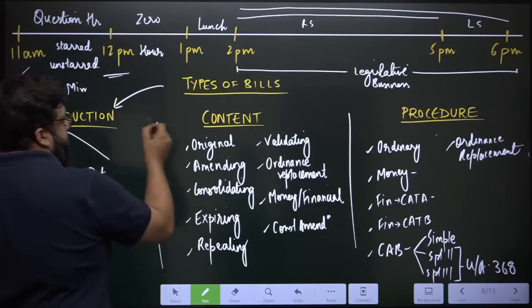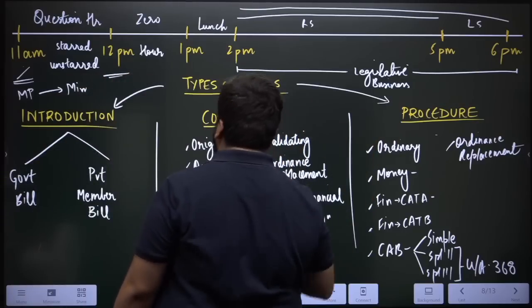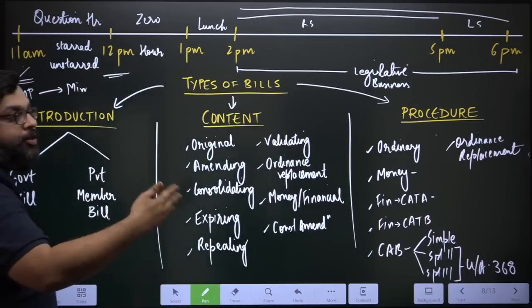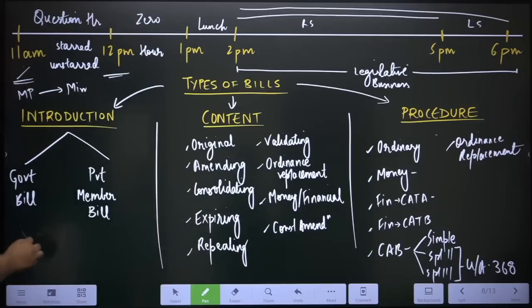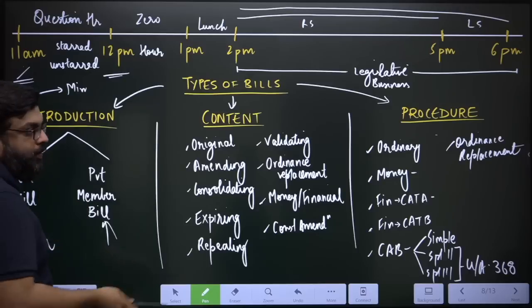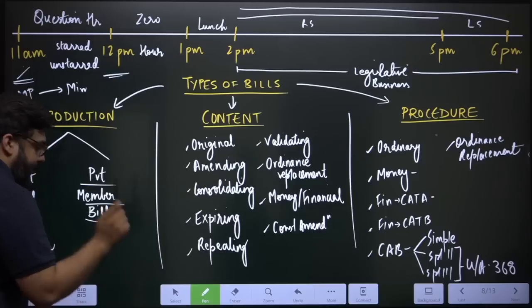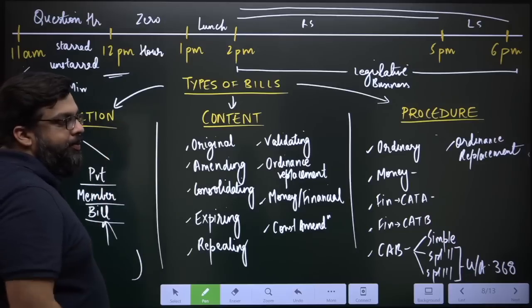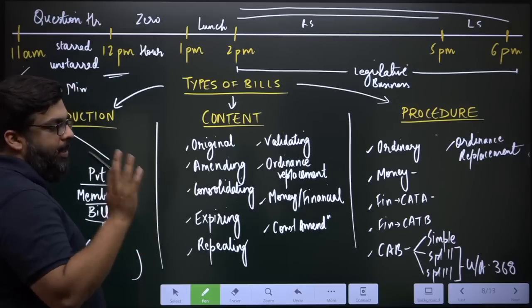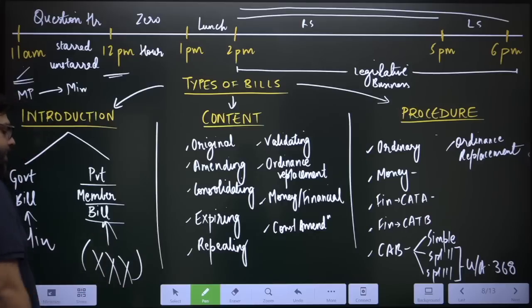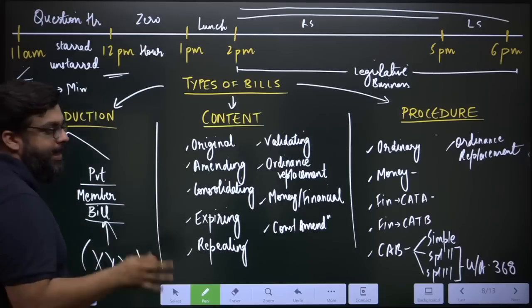There are actually three ways to classify bills. First is introduction, on the basis of who is introducing a bill. If a minister is introducing a bill, it is called a government bill. Anybody else, even if it is an MP of the ruling party, it is a private member bill. I often see there is a confusion among students that a private member cannot introduce a constitutional amendment or a private member cannot introduce a money bill. There is technically no restriction whatsoever. Any member can introduce any kind of bill.